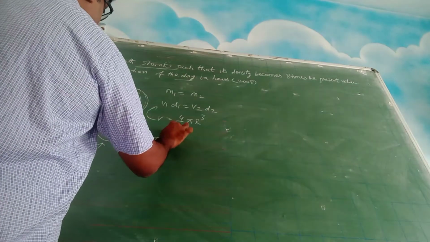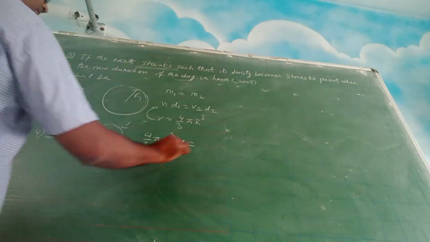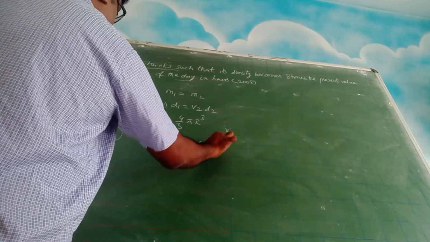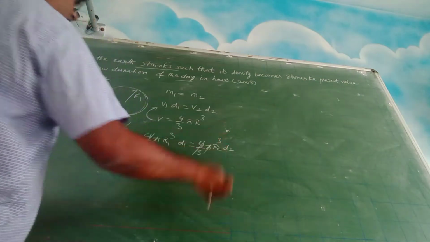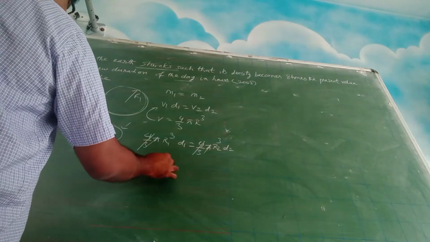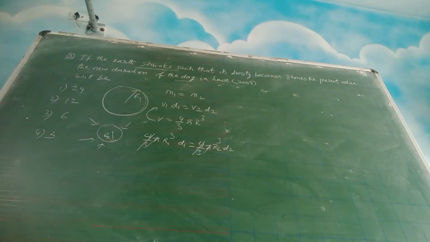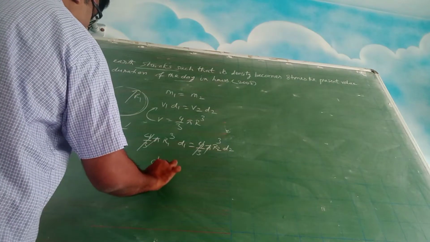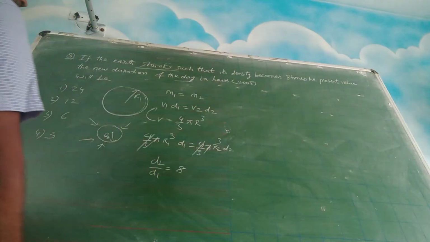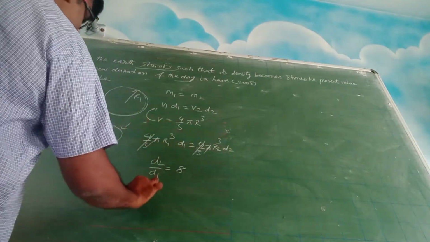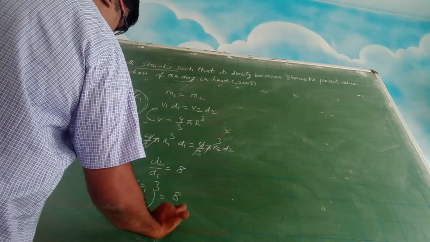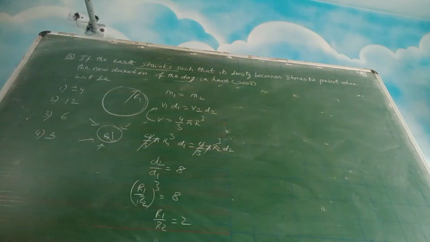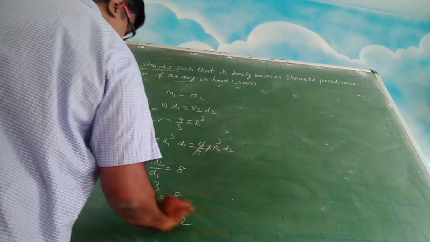We will write here r1 cube into D1 is equal to 4/3 pi r2 cube into D2. 4/3 pi is common, which is cancelled. You are given in the question that the density becomes 8 times, so D2 by D1 is given as 8. Take D1 this side and r2 this side. You get r1 by r2 whole cube is equal to 8, or r1 by r2 is equal to 2. So this is the relationship you got.